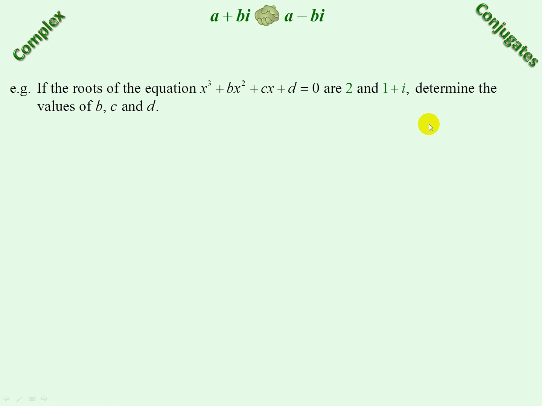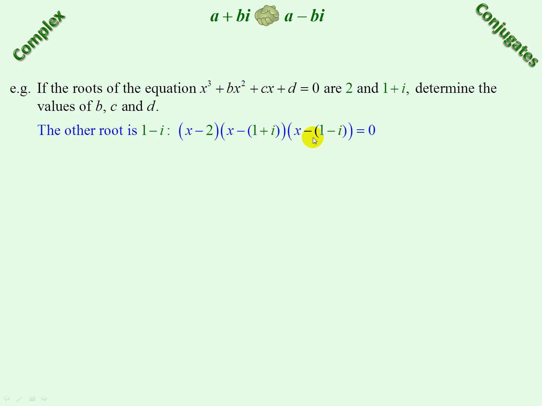Here we're given two roots of this equation, and we have to find the values of b, c, and d. Well, what we're going to do is establish three brackets and multiply them out, and then compare to that there. Notice it's quite important that the coefficient of x cubed is 1. So that enables us to find the exact equation. Now, 1 plus i being a root, hand in hand, means that 1 minus i is also a root. So we have three brackets.